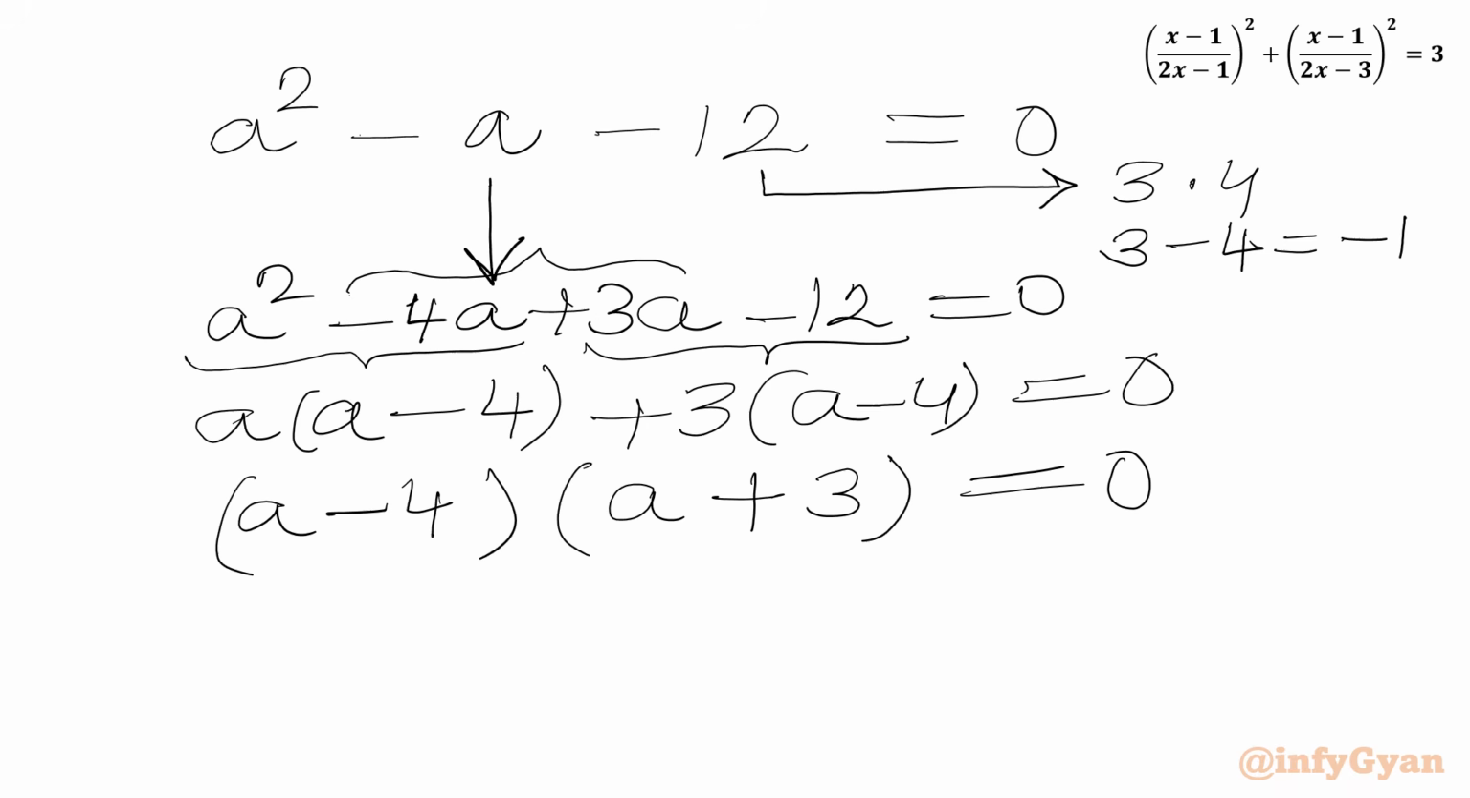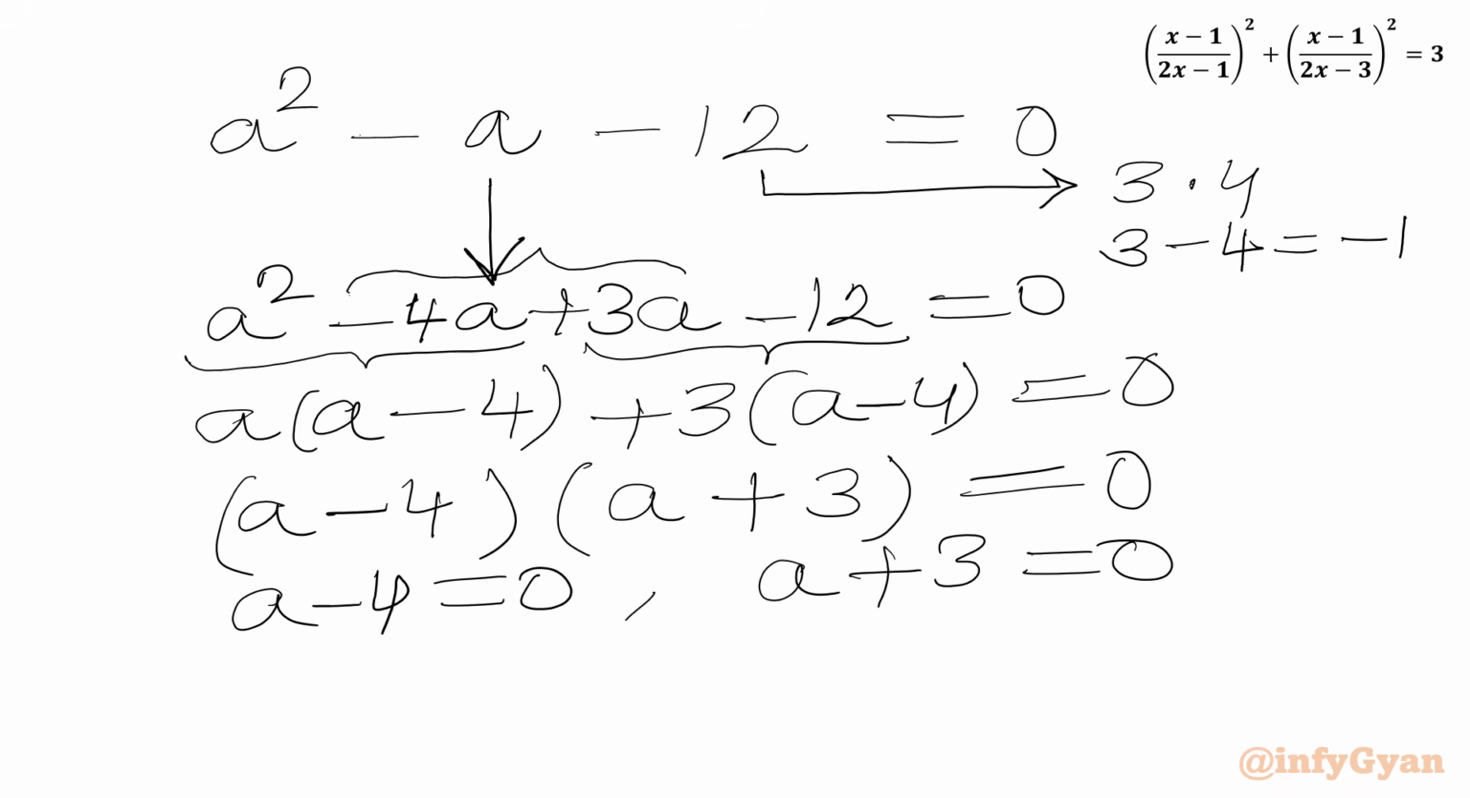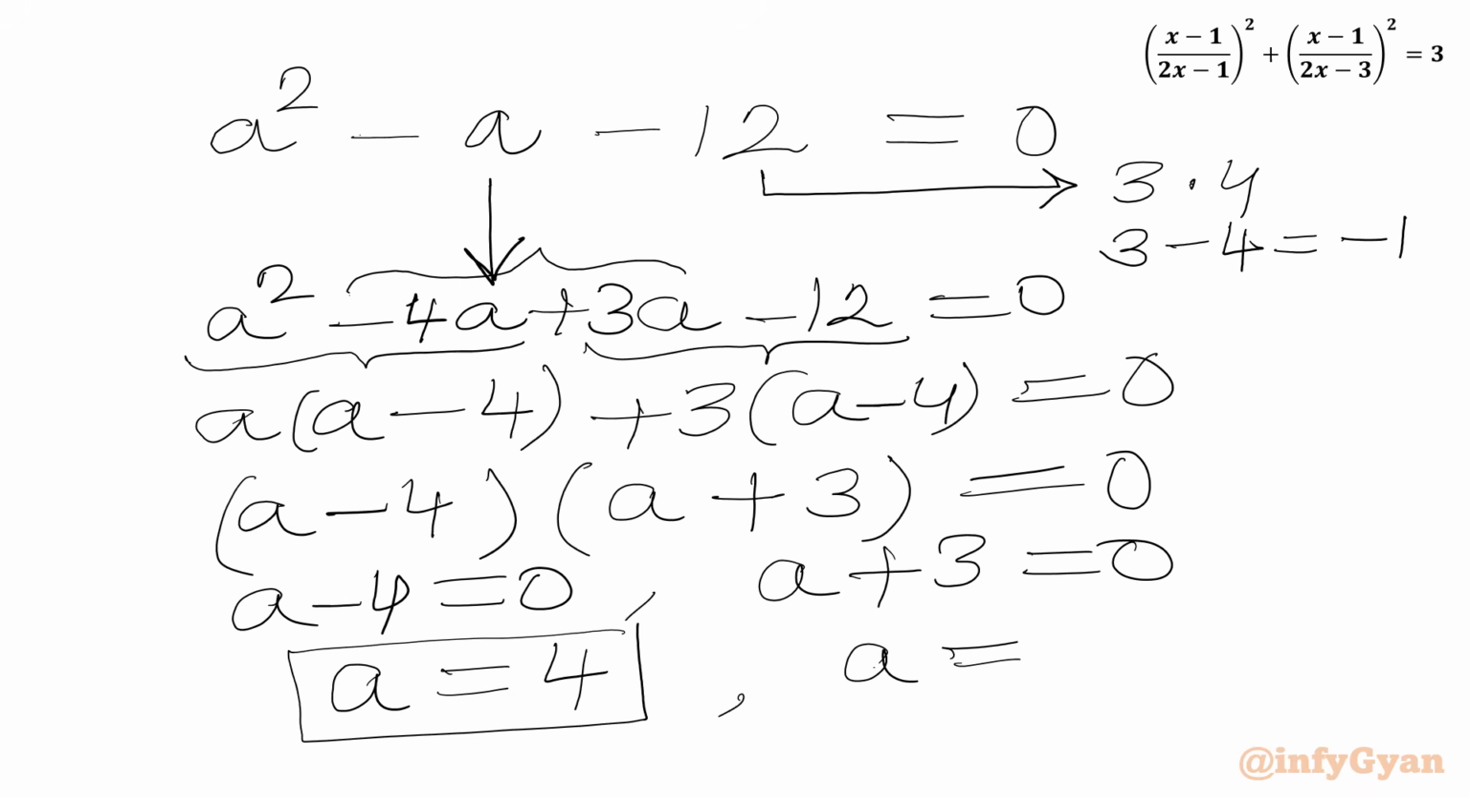Now we will apply the product 0 rule. Either a minus 4 equal to 0 or a plus 3 equal to 0. So from the first equation we can write a equal to 4, and from the second equation we can write a equal to negative 3. Let me write here a equal to negative 3 and a equal to 4.